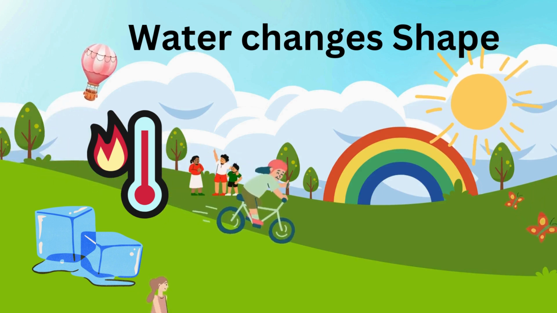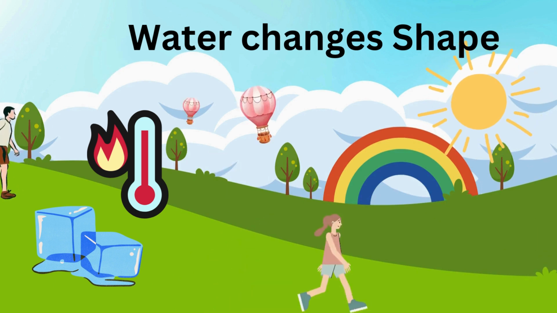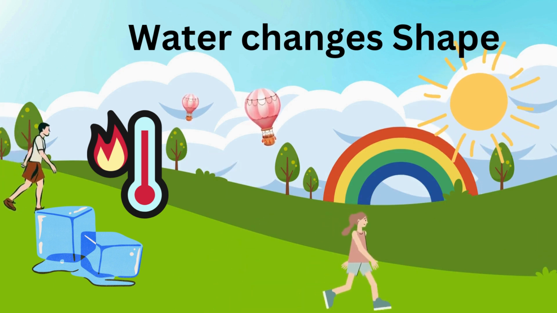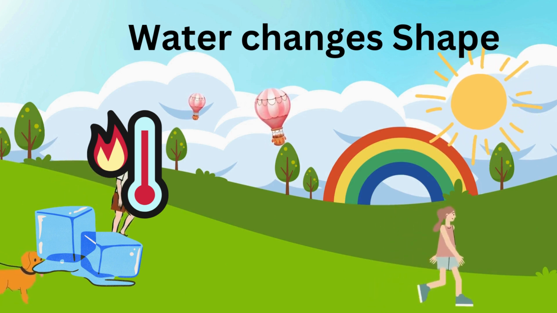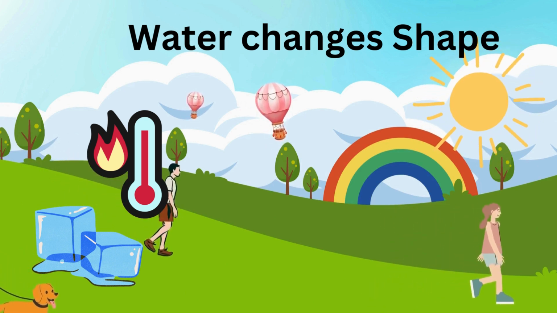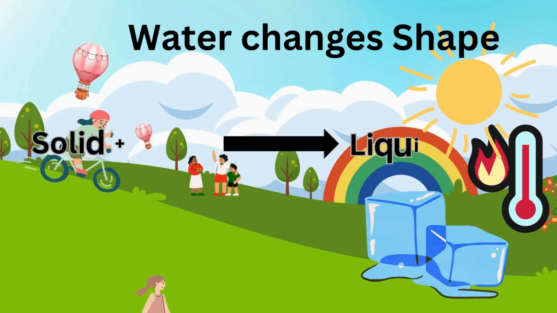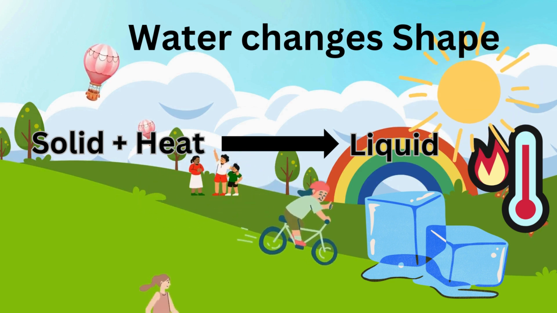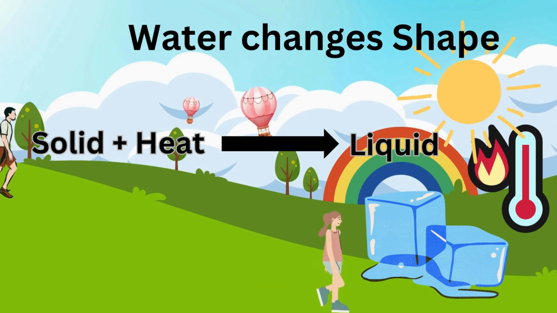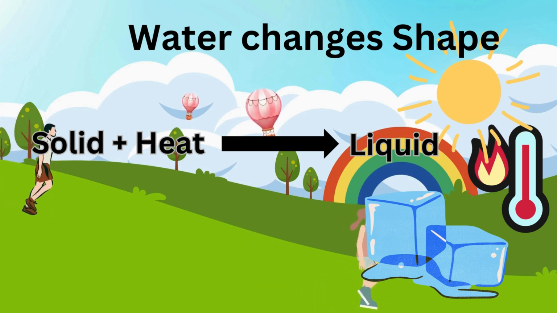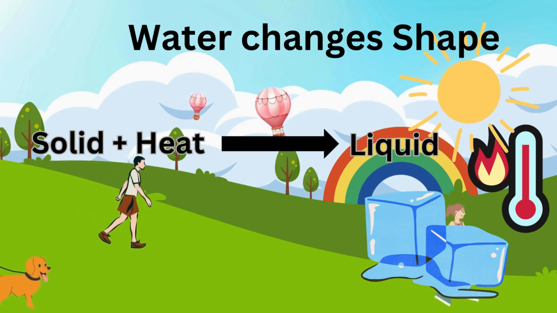Water changes states when it is heated or cooled. For example, when we heat ice, it melts to form liquid water. When solids like ice are heated, their particles gain energy and start to move more quickly and pull further apart. If the particles gain enough energy, they move further apart from each other. The solid becomes a liquid. When a solid changes into a liquid, we say the solid melts.